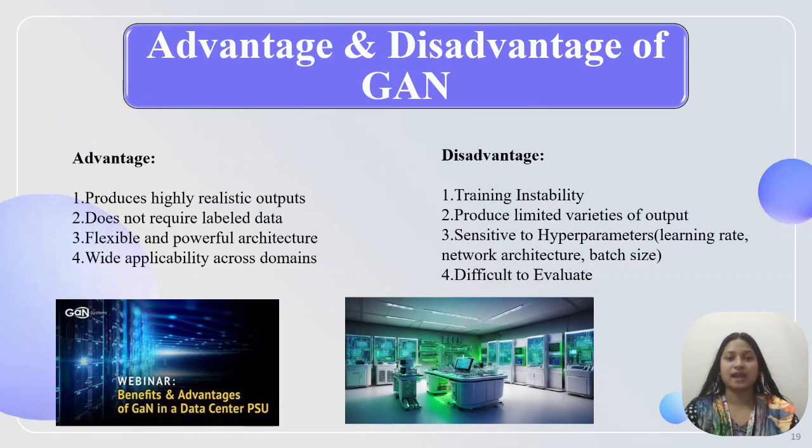Now, the advantages and disadvantages. One major advantage is that GAN can produce highly realistic outputs. It also does not need labeled data, which makes it more flexible. GAN has a powerful architecture and can be used in many different fields. However, there are some disadvantages. Training GAN is unstable and difficult. It can face mode collapse, where it produces limited types of results. It is also sensitive to parameters and requires high computational power.